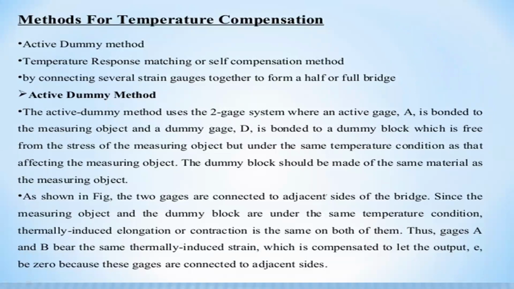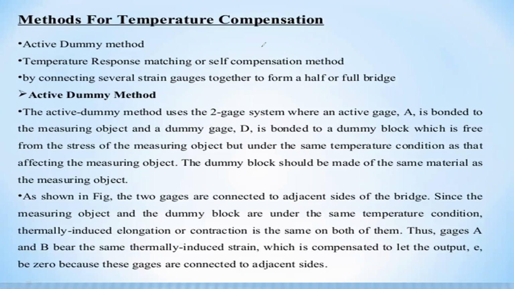The two gauges are connected to adjacent sides of the bridge. Since the measuring object and the dummy block are under the same temperature condition, thermally induced elongation or contraction is the same on both of them. Thus, gauges A and B bear the same thermally induced strain, which is compensated to let the output be zero, because these gauges are connected to adjacent sides.